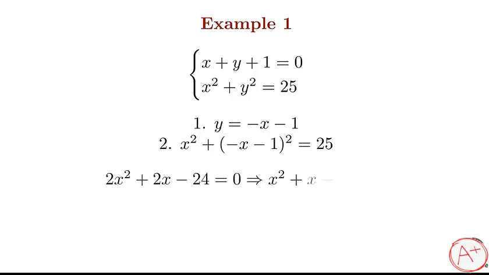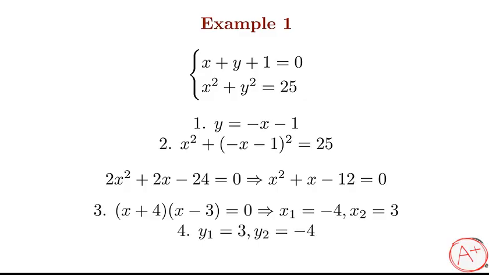Expanding and simplifying leads to the quadratic equation 2x squared plus 2x minus 24 equals 0. Dividing by 2, we get x squared plus x minus 12 equals 0. Factorizing gives (x plus 4)(x minus 3) equals 0. So our x coordinates are negative 4 and 3. By substituting these back into our linear equation, we find the y coordinates are 3 and negative 4 respectively.